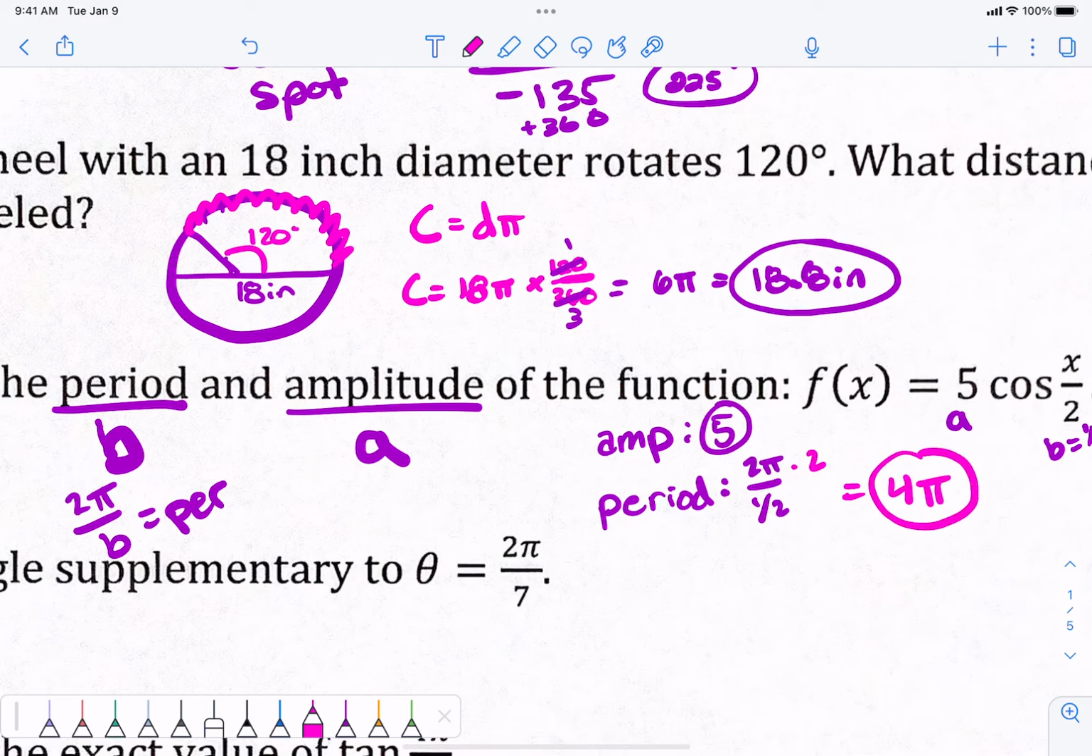That's the new period. The smaller your B is, the bigger your period gets. If your B value is like 20, your period is going to be really small. Smaller B, bigger period, exactly, because you're dividing by that number.